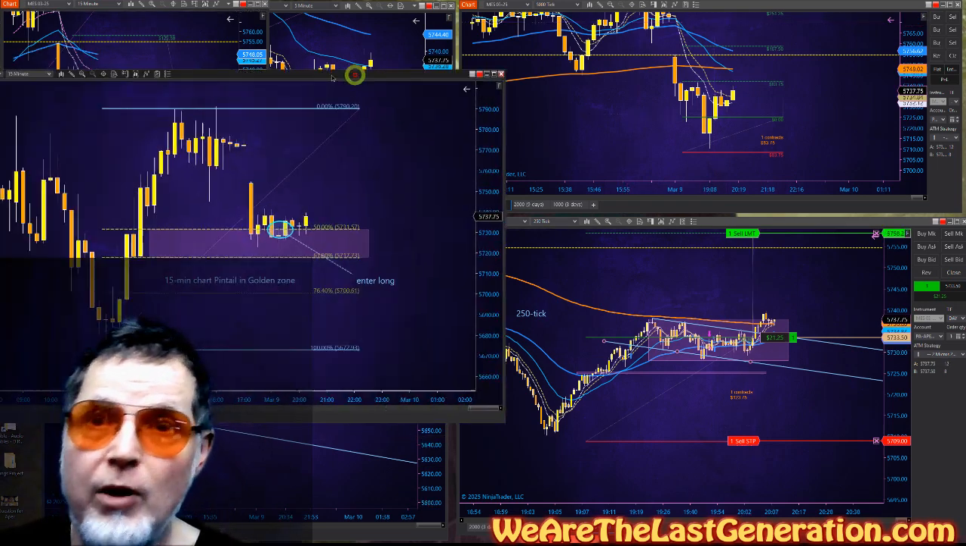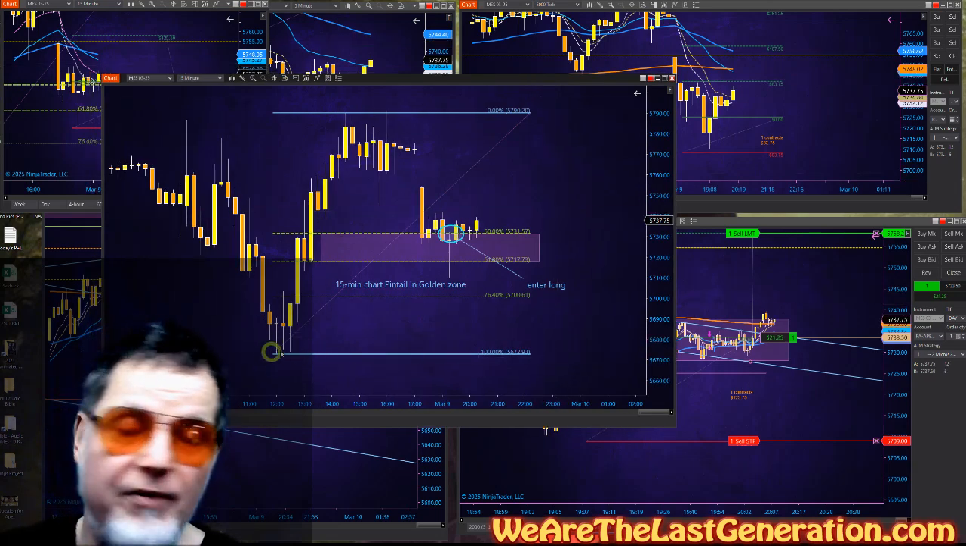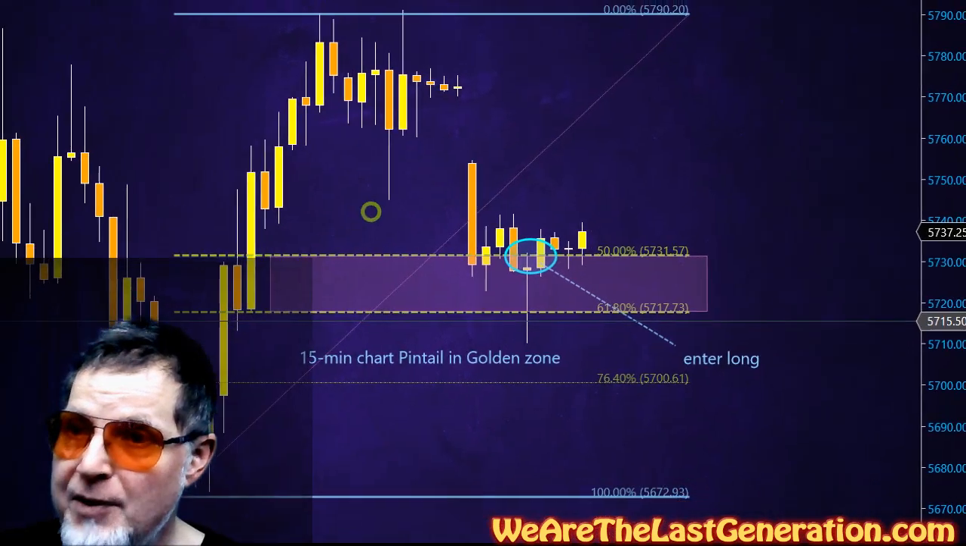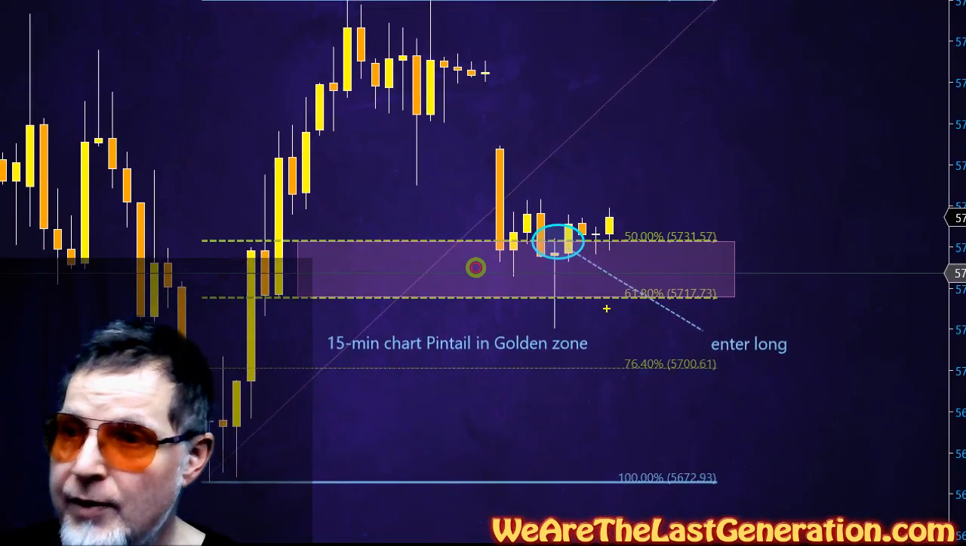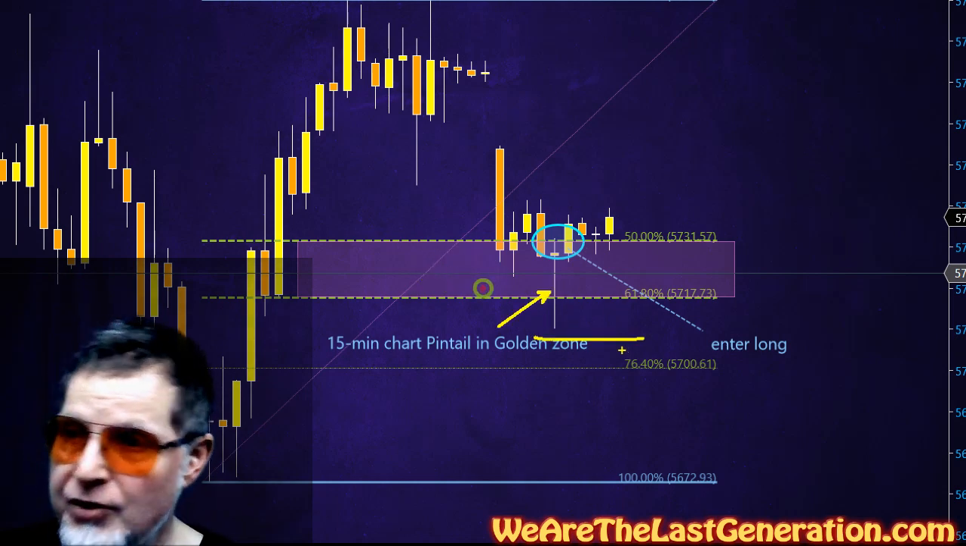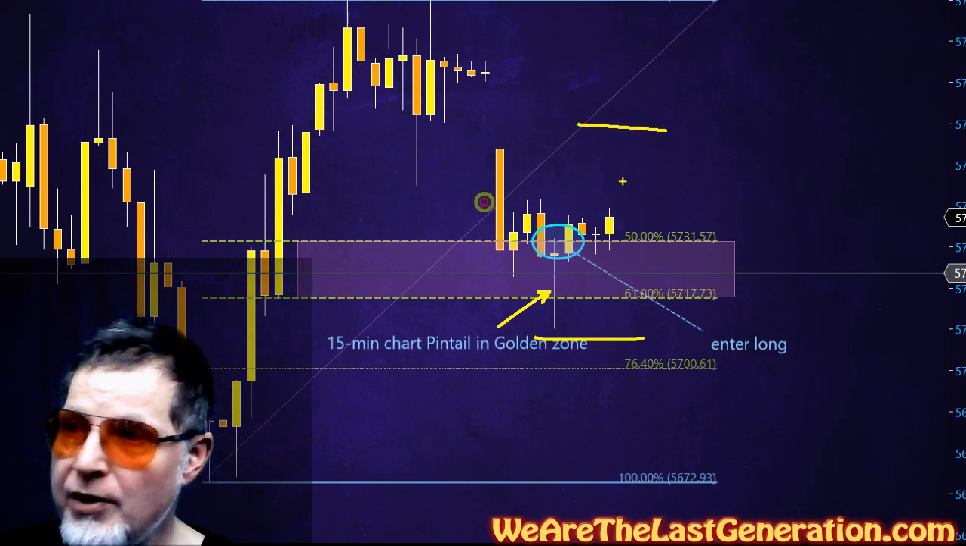I'm long right now in one of my accounts because I have a Fibonacci pintail strategy. If price comes back 50% of a move up and creates a pintail like it did right here, I want to go long and I want my stop loss to be underneath the pintail. All I'm looking for is a 1-to-1 on it.